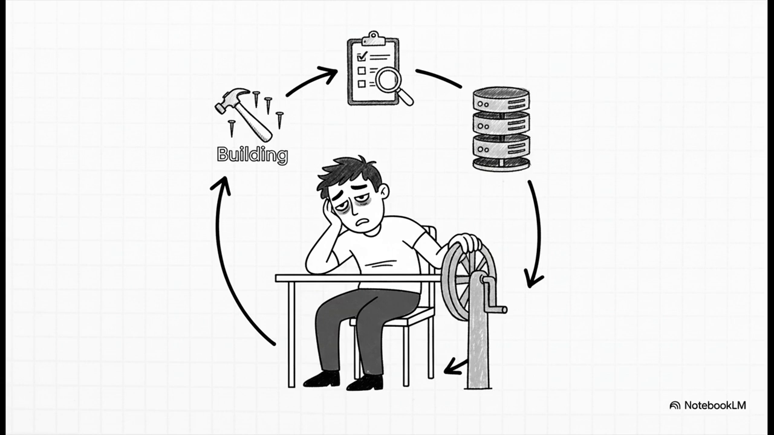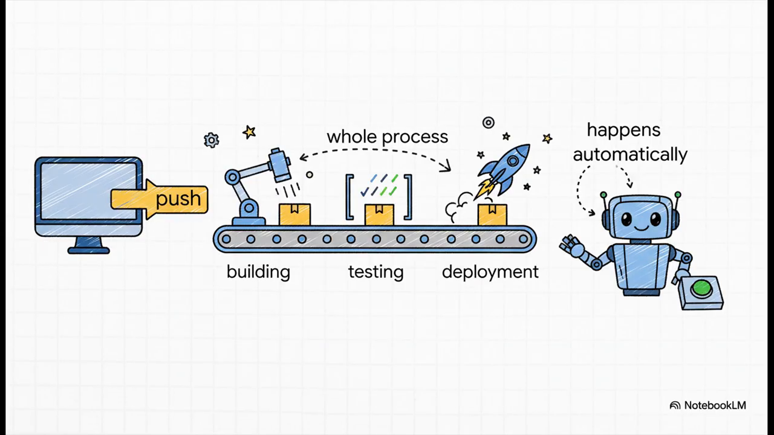Now, don't get me wrong, these steps are absolutely crucial for shipping quality software. But doing them by hand every single time, it gets old fast. It's easy to make mistakes, and honestly, it just pulls you away from the fun part, writing more code. But what if that whole chain of events, the building, the testing, the deployment, could just happen automatically every single time you push? Well, that is the incredible power of automation, and that's what we're going to get into today.